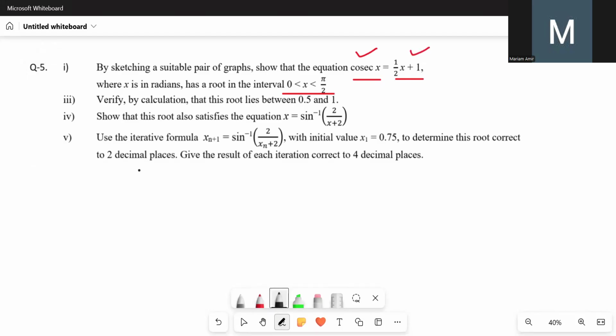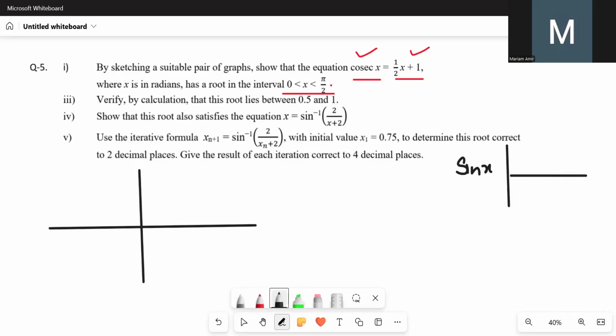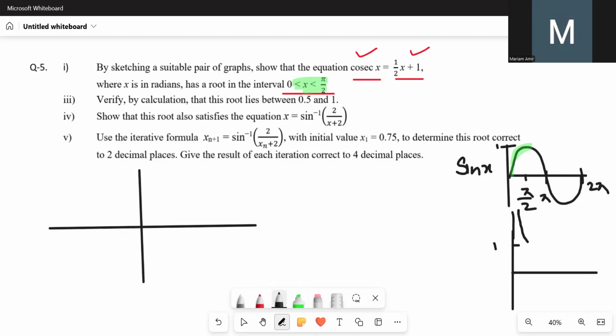Okay, so I'm going to make a y-axis and x-axis. Now I need the cosecant x graph. I know cosecant x is the reciprocal of sine x, and the graph for sine x looks like this from 0 to 2 pi. This would be pi, and this is pi by 2. So the domain here is from 0 to pi by 2, and I need its reciprocal graph within this region. So 0 becomes infinity, and 1 stays 1. So the graph looks something like this.